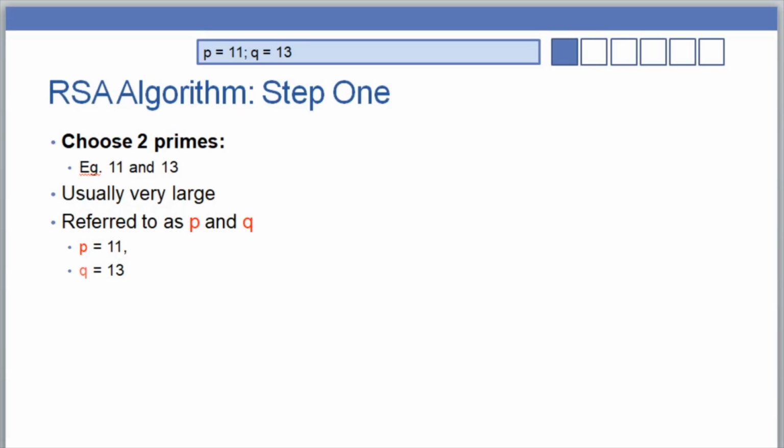Okay, so step 1, we choose 2 prime numbers. In practice, these are usually very large in order to make hacking even more difficult. However, for our case, let's use 11 and 13 and call these P and Q. So P equals 11, Q equals 13. Note that we're going to be recording the variable values we found throughout our example up here so that you can keep track of what we're doing.